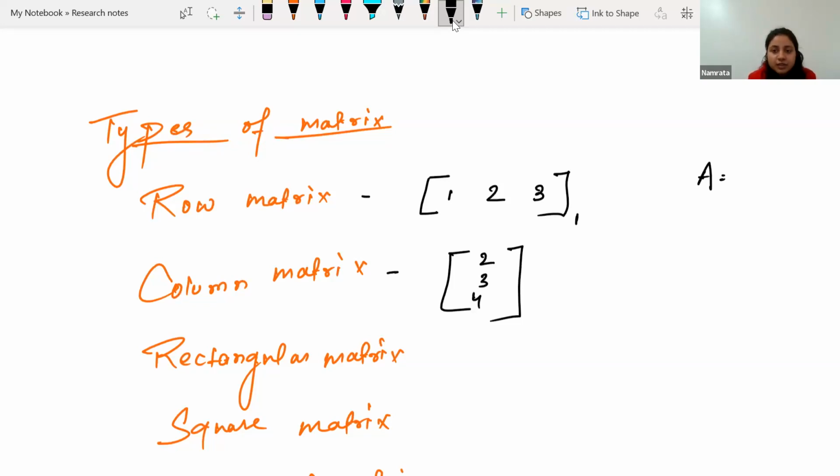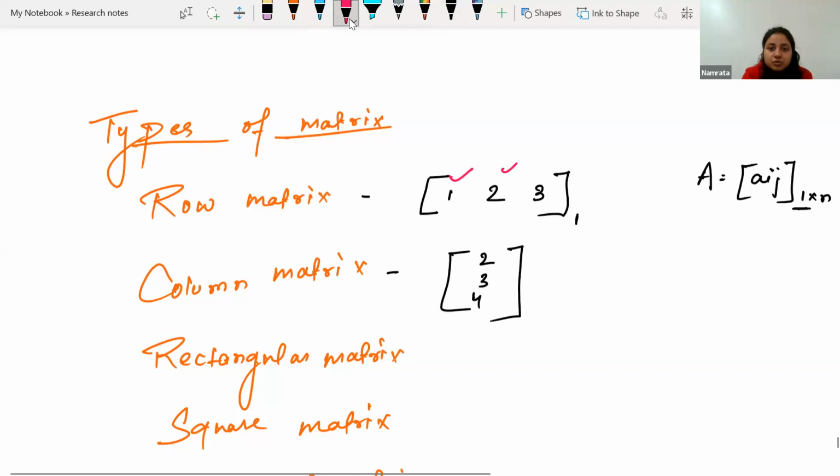If we have a row matrix A, that is Aij format, here the order will be 1 cross n. The number of rows has to be 1. Eventually the column will also come out as 1? No, the column will not come out as 1. Here we can see 1, 2, 3. So if we count the columns, 3 columns will be there, but the row is 1. So whatever be the number of columns, the number of rows has to be 1. Similarly for a column matrix, if we have this format Aij, then the number of columns has to be 1, whatever be the number of rows.